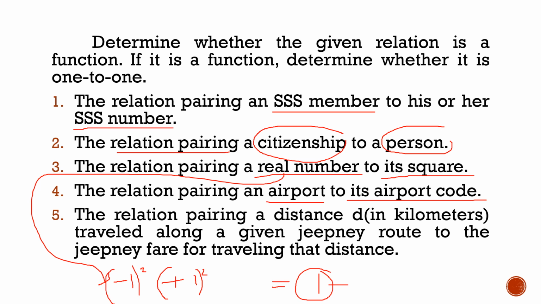CEB stands for Mactan Cebu International Airport. So there are three letters that we can use as an airport code. For example, MNL for Ninoy Aquino International Airport, then CEB for Mactan Cebu International Airport, DVO for Francisco Bangoy International Airport, JFK for John F. Kennedy International Airport. So airport codes are three-letter codes.